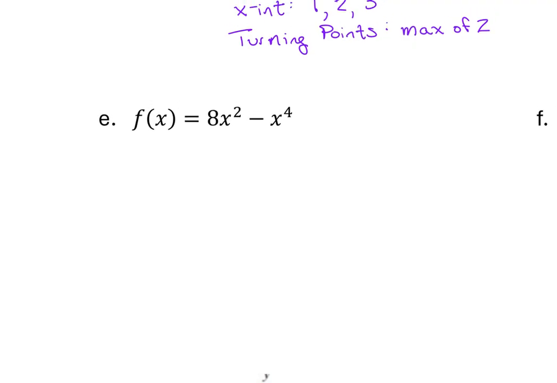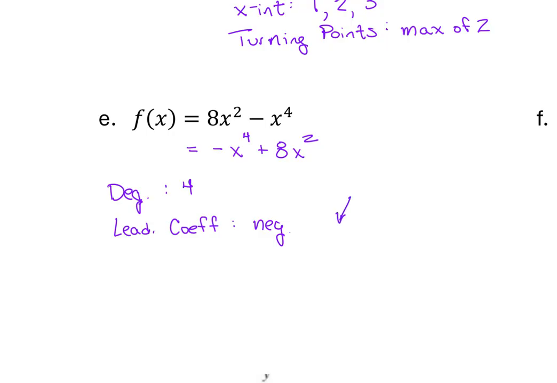All right, 2 more. If we look at example E, I'm going to flip this around. I want my largest exponent first. This becomes negative x to the 4th plus 8x squared. We have a degree of 4. We have a leading coefficient that is negative. And so that means that my graph is going to go down on both sides.